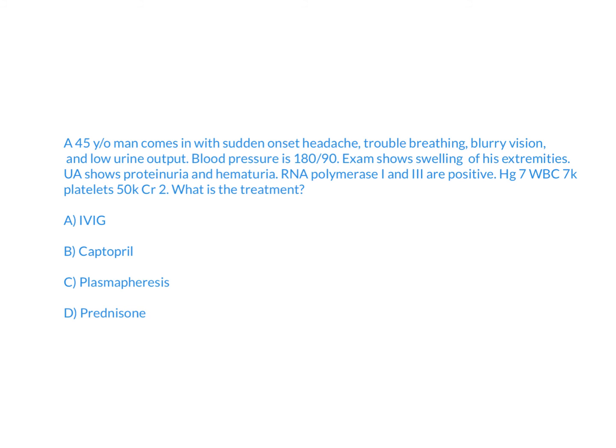Notice that the kidneys are involved with the low urine output. Notice that they're hinting at that with the creatinine as well, that's elevated at 2. And then finally the UA with proteinuria and hematuria. They're also giving you a clue with the labs showing that they're positive for RNA polymerase 1 and 3. And then the headache is also associated with that high blood pressure.